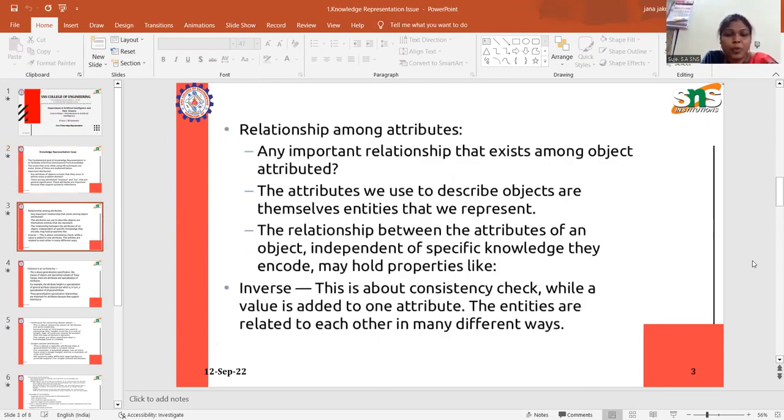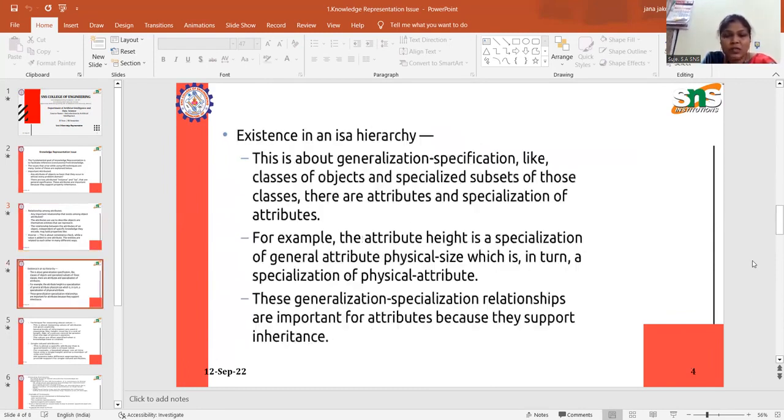The relationship among attributes: any important relationship that exists among object attributes. The attributes we use to describe objects are themselves entities that we represent. The relationship between the attributes of an object, independent of the specific knowledge they encode, may hold properties like inverse. This is about consistency check. While a value is added to one attribute, the entities are related to each other in many different ways.